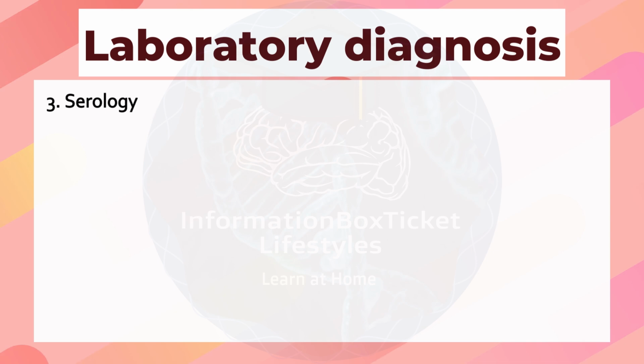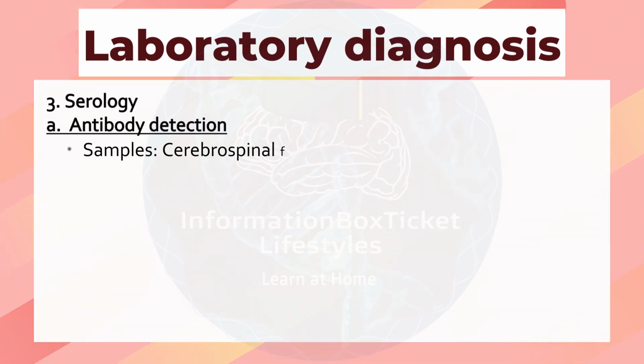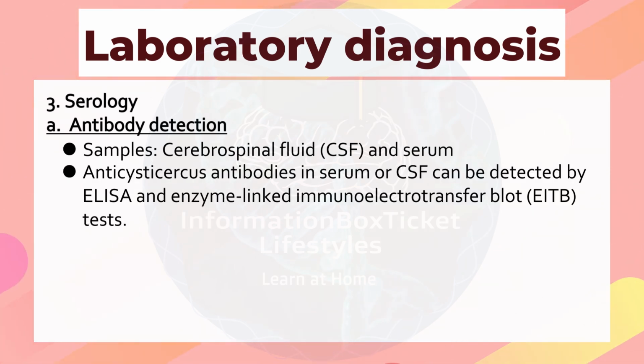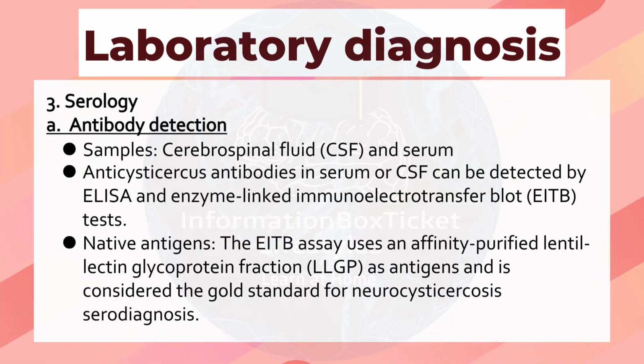Third, serology. A. Antibody detection. Samples: cerebrospinal fluid and serum. Anti-cysticercosis antibodies in serum or cerebrospinal fluid can be detected by enzyme-linked immunosorbent assay and enzyme-linked immunoelectrotransfer blot tests. Native antigens: the enzyme-linked immunoelectrotransfer blot assay uses an affinity-purified lentil lectin glycoprotein fraction as antigens and is considered the gold standard for neurocysticercosis serodiagnosis.